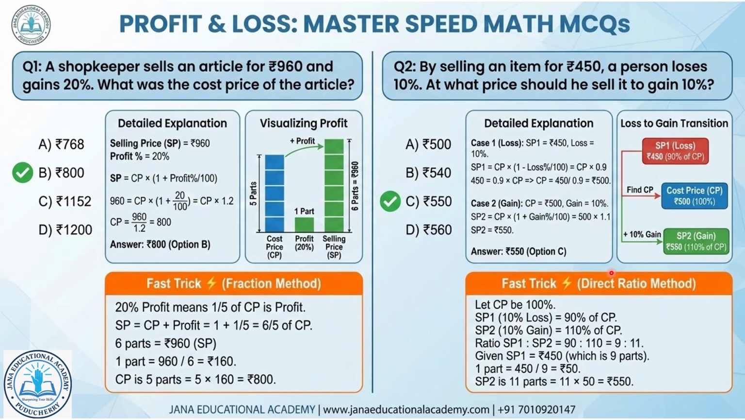So the 10% gain is nothing but 550. Now come one by one here.